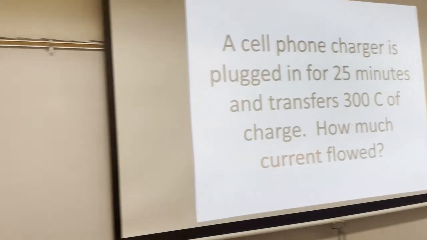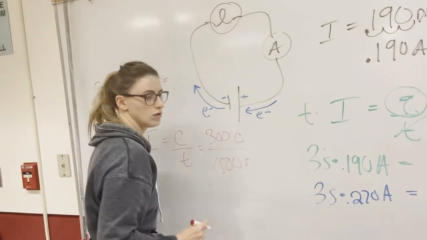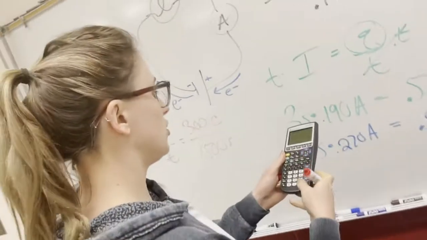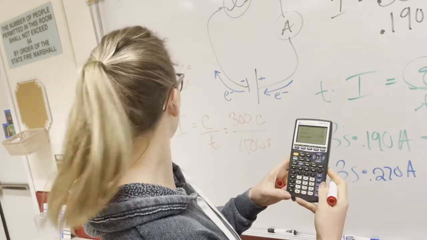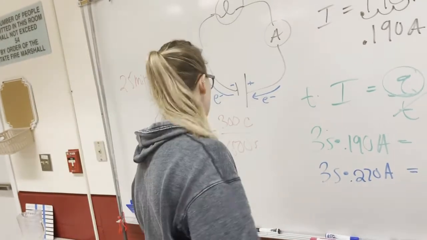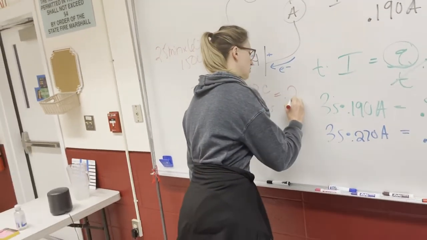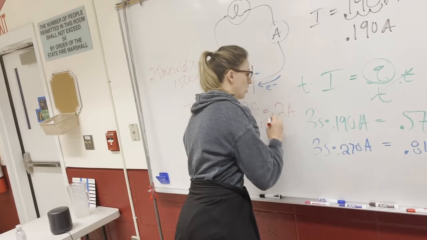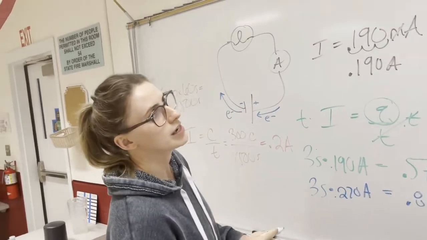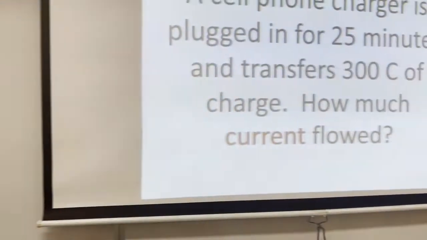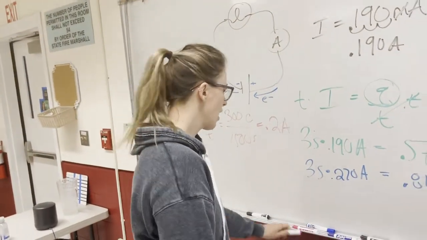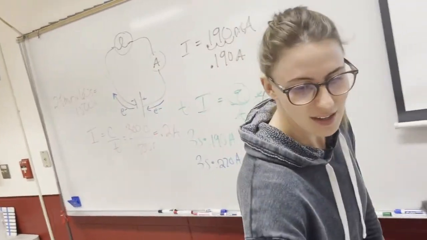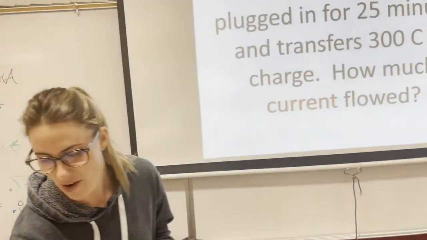And then how much charge does it run through? 300 coulombs. So 300 divided by 1,500, I get 0.2 amps. So how much current is flowing through when you charge your cell phone for 25 minutes if it transfers 300 coulombs of charge? 0.2 amps. Do we want to show them the... We're almost there.